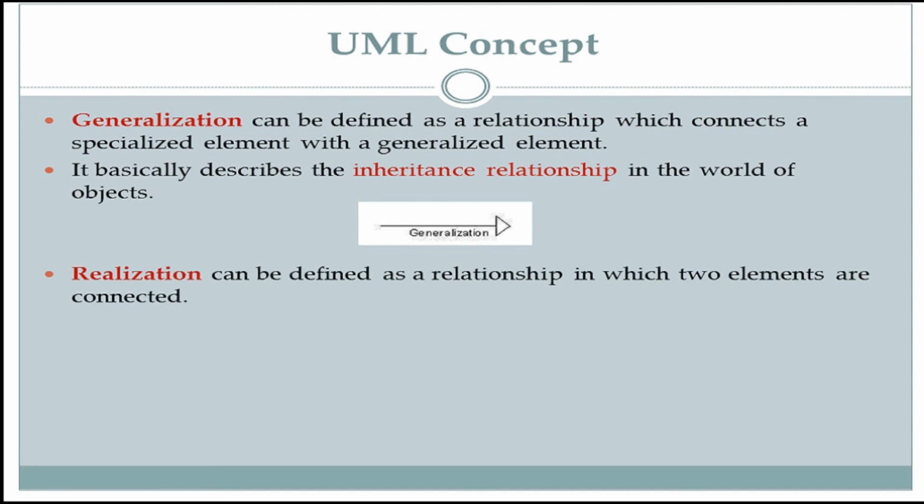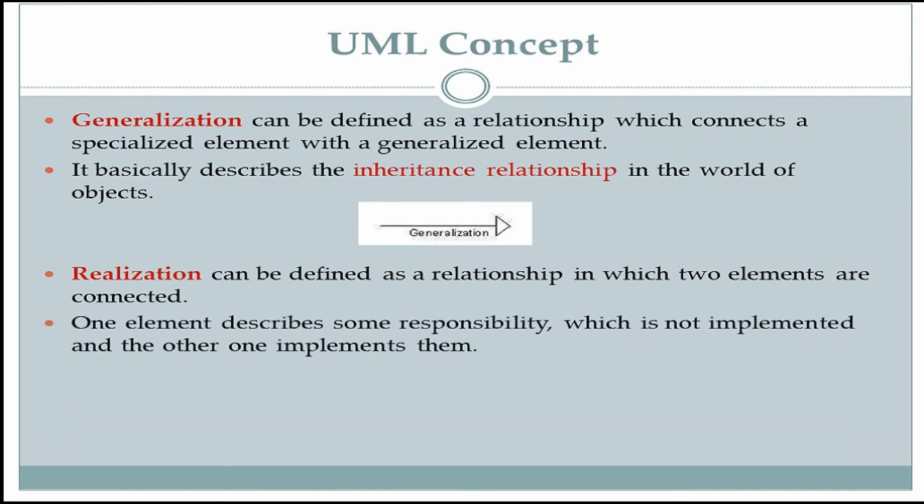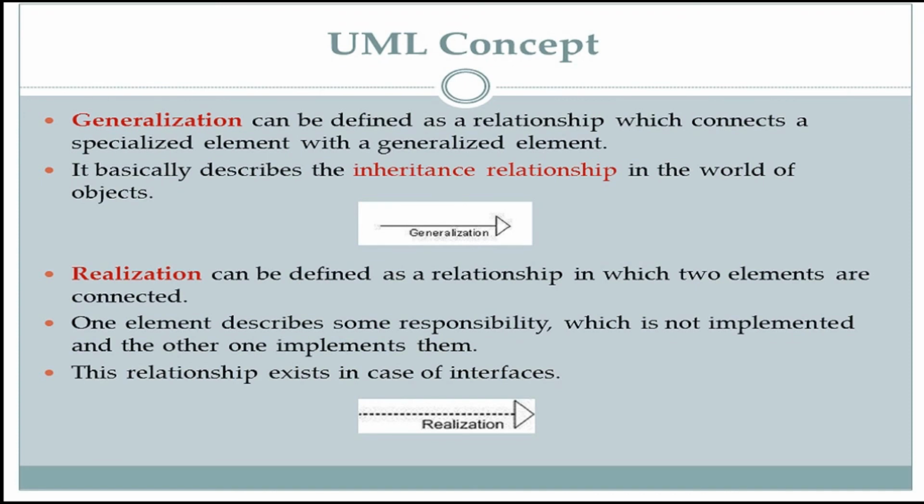The fourth kind of relationship is realization. It is defined as a relationship in which two elements are connected. With realization, we describe the relationship such that one element describes some responsibility which is not implemented, and the other one which is implemented has the other responsibility. Such a relationship exists when we have to implement the concept of interfaces in our UML model. It is shown as a dashed line with a directed arrow in one direction.